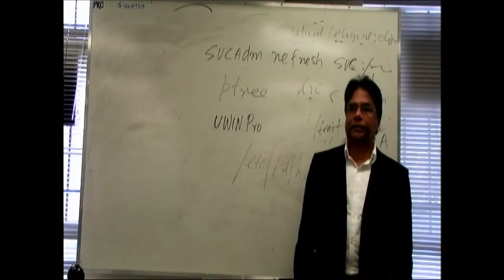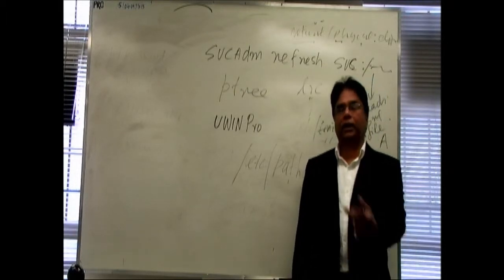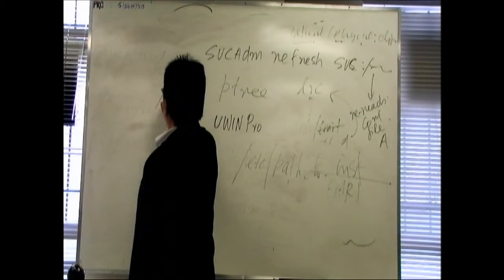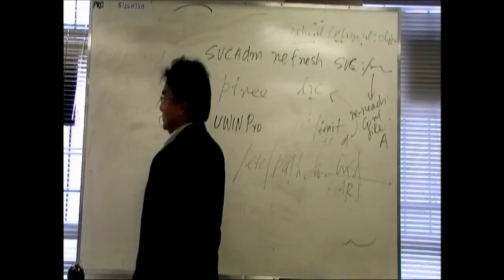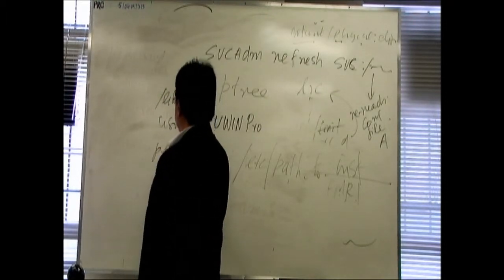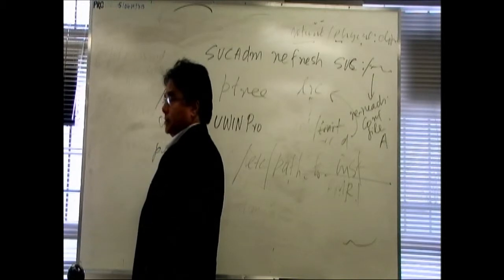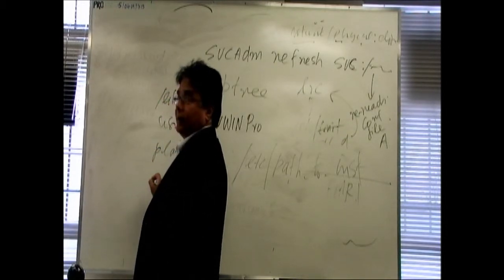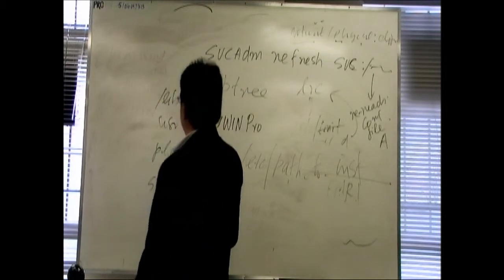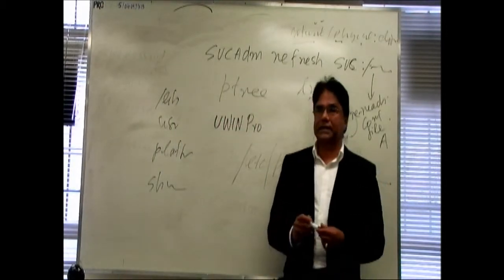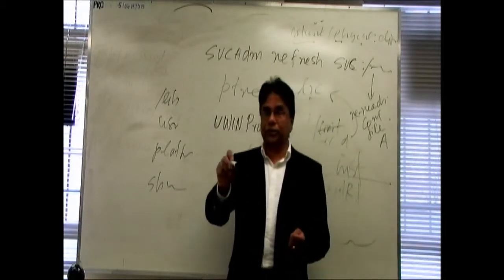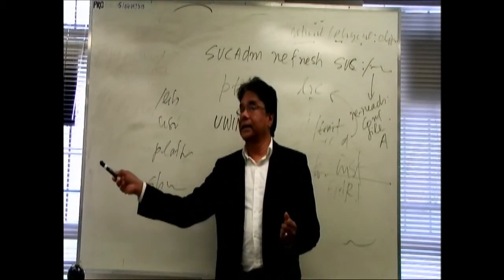Are zones inheriting anything from the global zone? By default, how many directories are they inheriting? What are the four directories? Lib, USR, platform, and SBIN. All of these are by default inherited from the global zone to the non-global zone.